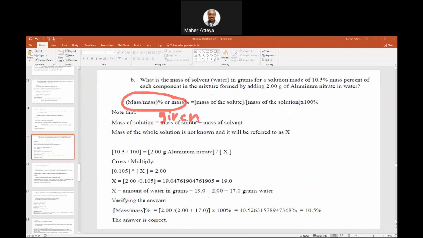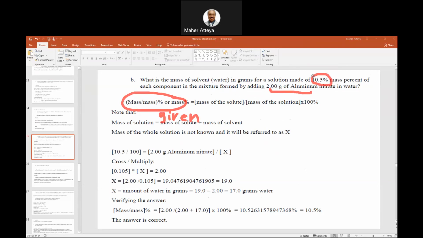And it's asked, they will ask you about the mass of the solute or the mass of the solution, either or. It said grams of this, this is given. This is 10.5%. And then the mass of the solution is made by adding aluminum nitrate. So it does not give you the amount of H2O, so it does not give you the mass of the solution, correct?